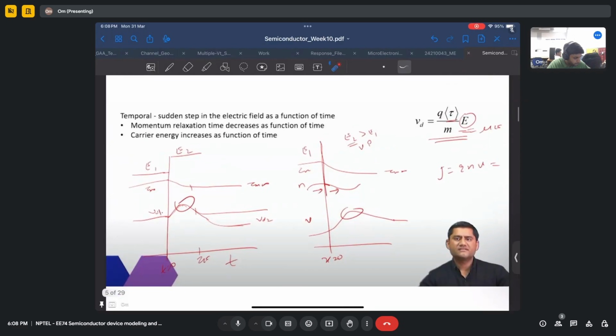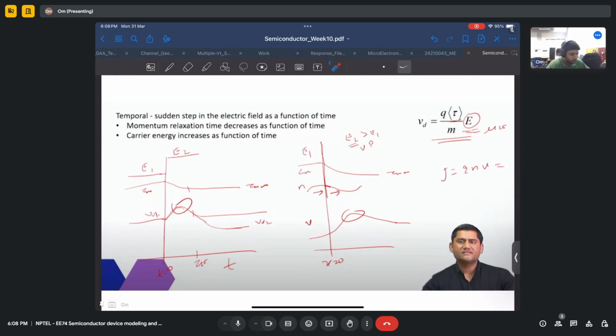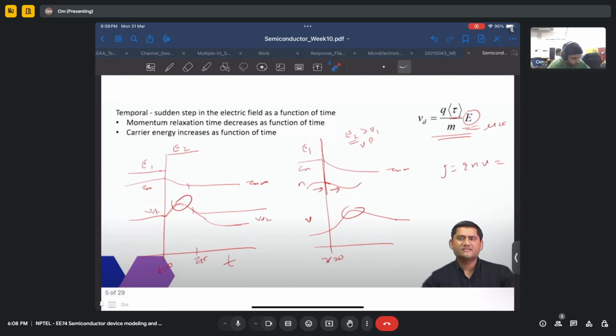And another important thing is velocity overshoot. So what is velocity overshoot? If we have a sudden change in the electric field, let's say at time t equals 0, we have a sudden change in the electric field. So the drift velocity Vd is given by q tau by m into E. This is nothing but mobility, right? Mu into E. Mu is q tau by m.